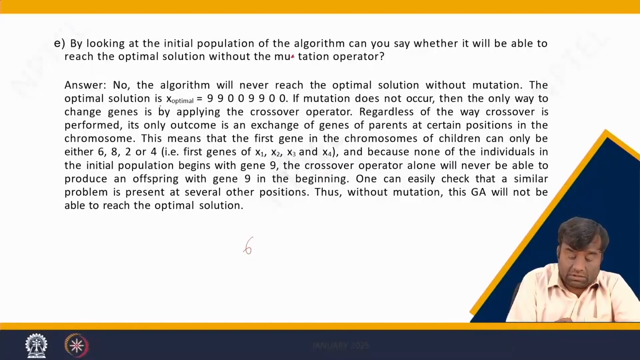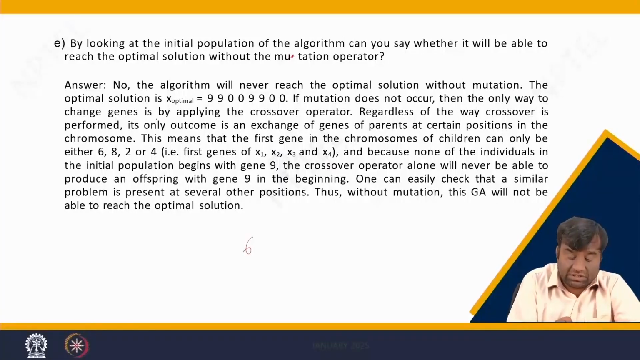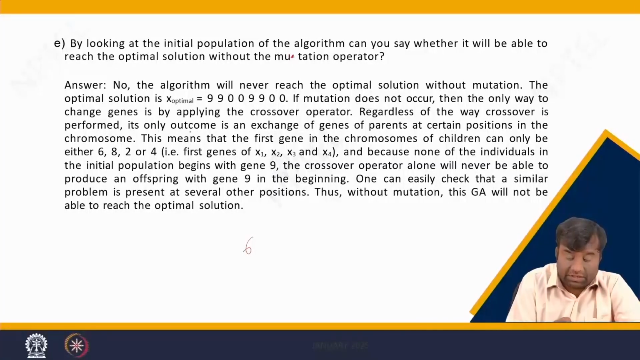The optimal solution is X optimal. We have seen that it is 99009900. If mutation does not occur, then the only way to change a gene is by applying the crossover operator. Regardless of the way crossover is performed, its only outcome is an exchange of genes of parents at certain positions in the chromosome. This means the first genes of the chromosome of children can only be either 6, 8, 2, or 4. That is the first genes of X1, X2, X3, and X4.